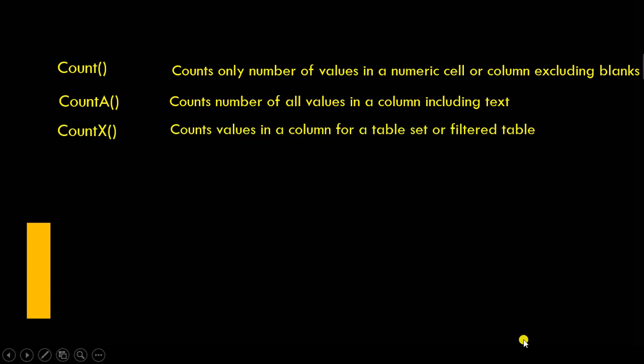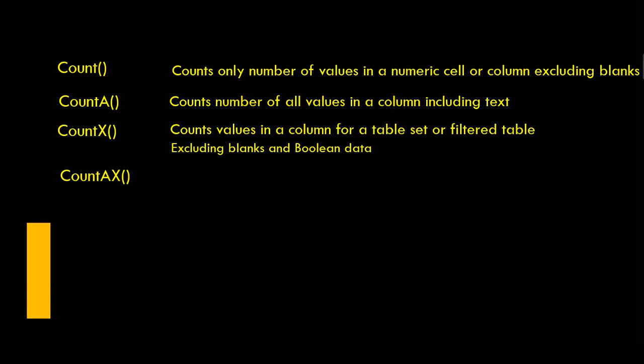CountX is an iterating function. It counts values in a column for a table set or a filtered table, but it excludes blanks and also excludes Boolean data when it comes to the CountX function. The next one is the CountAX function. As the name suggests, it counts all values in a column for a table set or table, excluding blanks.